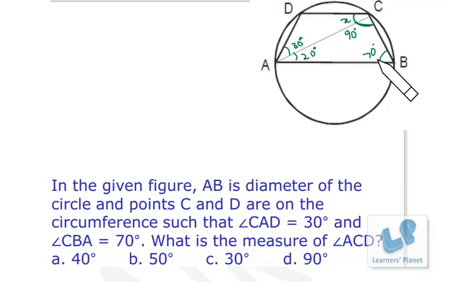Now ABCD is a cyclic quadrilateral because all 4 points are on the circumference of the circle. So the sum of opposite angles must be 180 degrees, right? So this is 30 plus 20, 50. This is 90 plus x. In fact, the sum of all these should be 180 degrees. Okay, so we can easily calculate the value of x.